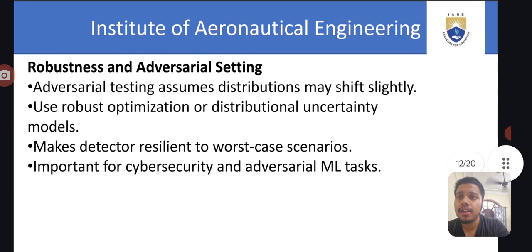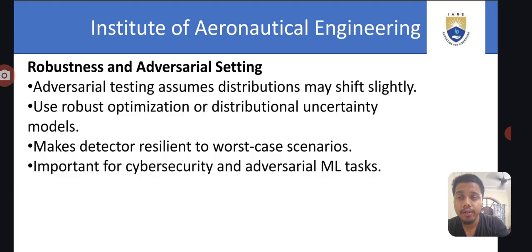Robustness and adversarial settings. Adversarial testing assumes the distribution may shift slightly. We use robust optimization or distributional uncertainty models to make the detector resilient to worst-case scenarios. This is important for cybersecurity and adversarial ML tasks.